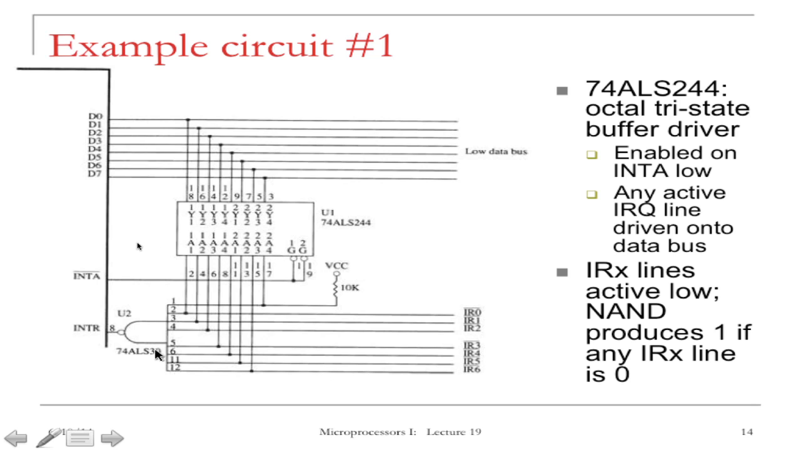But either way, if one of these is 0, it will cause this NAND gate to output a 1. It's a NAND gate. If any of these inputs is a 0, that's going to generate a 1 here. And the 1 indicates that at this moment we have something going on from the devices. Someone is raising the interrupt signal, requesting services from the microprocessor. Now the question is, how do we know which one is generating the interrupt?